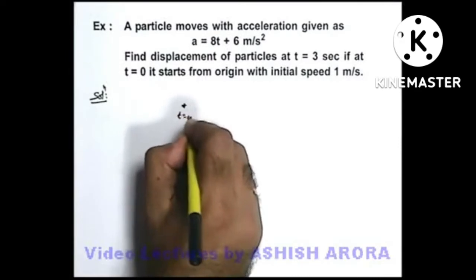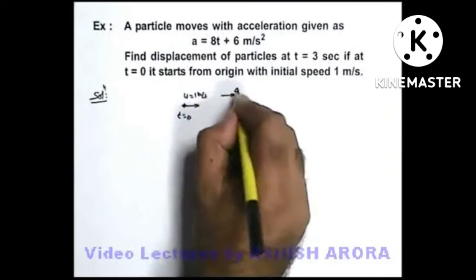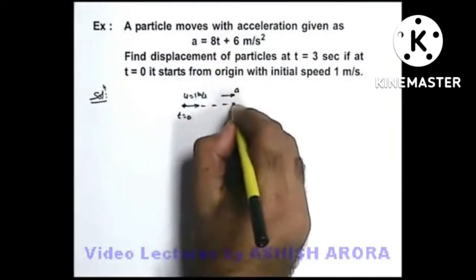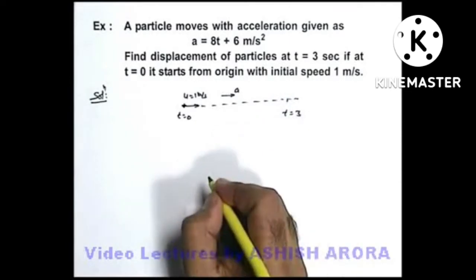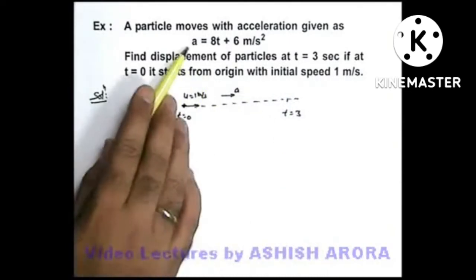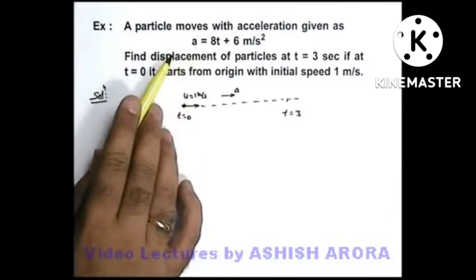Say the particle starts at t equal to 0 with the initial speed 1 meter per second and is having an acceleration a given by this expression. Now in this situation, we are required to find the displacement of the particle at t equal to 3 seconds. We know well that if we are given the acceleration, on integrating this we get the velocity, and on integrating velocity we get the displacement.